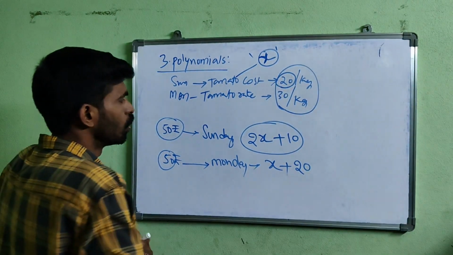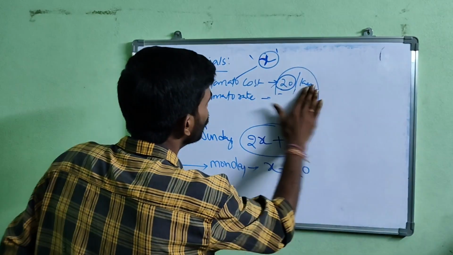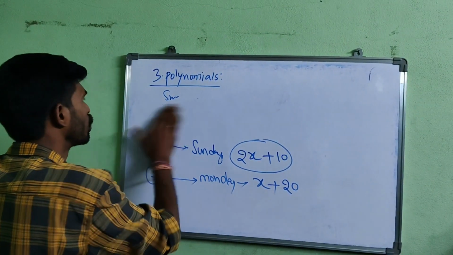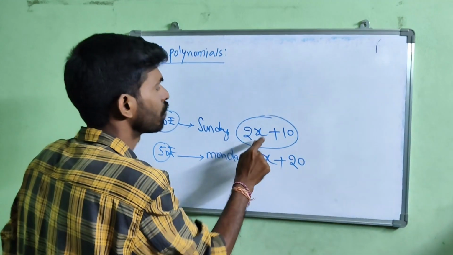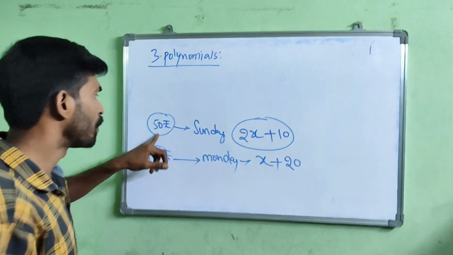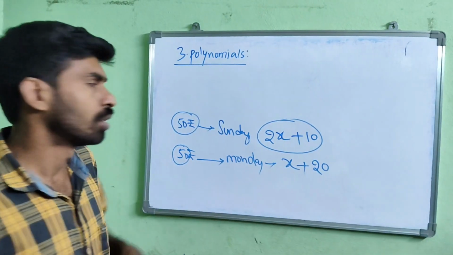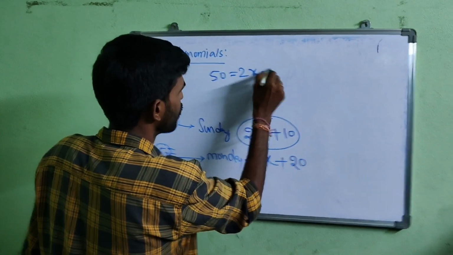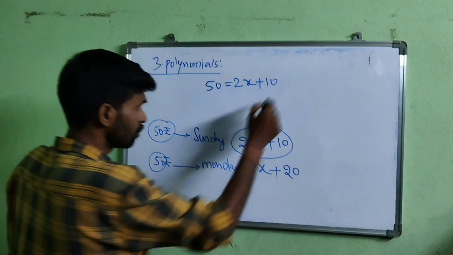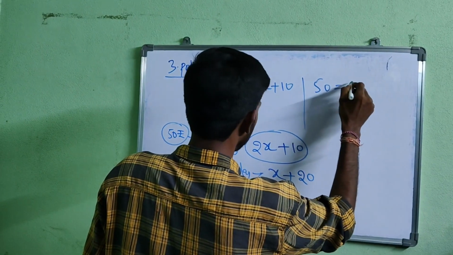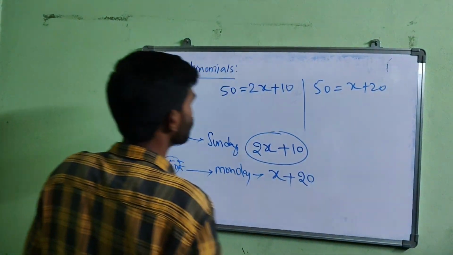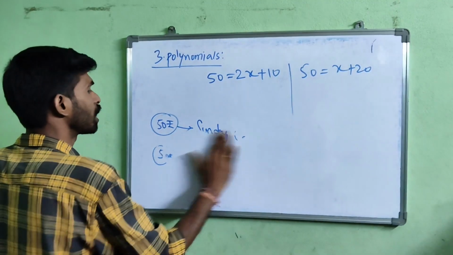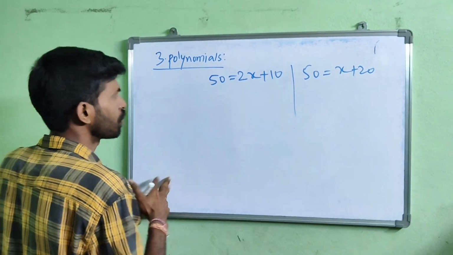Now, for example, I don't know what is the cost of the tomato. We can find the cost of the tomato by using these equations. 50 is the total amount that I have, equal to 2x plus 10, right? On the other hand, 50 equal to x plus 20. 20 is the cost of the tomato that varies from day to day, right?